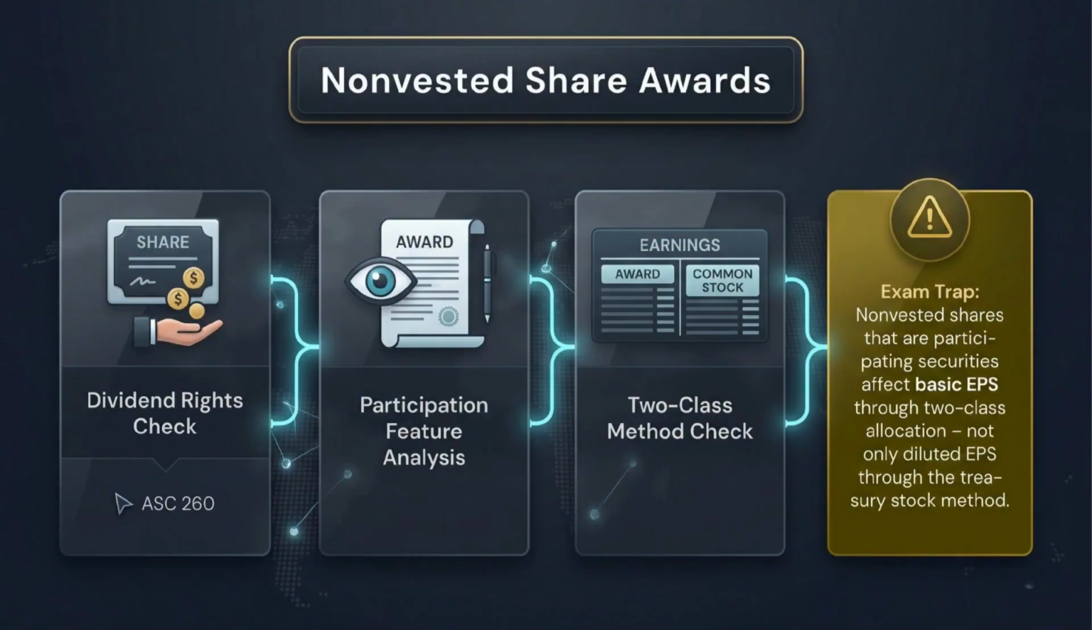Non-vested share awards need special attention when they carry non-forfeitable dividend rights. If the holder receives dividends even during the vesting period and does not lose those dividends upon forfeiture, the award may be a participating security. If so, the two-class method may apply and the award can affect basic EPS by receiving an earnings allocation. This is a common trap because students think non-vested awards affect only diluted EPS.